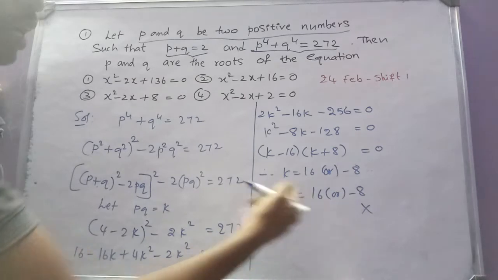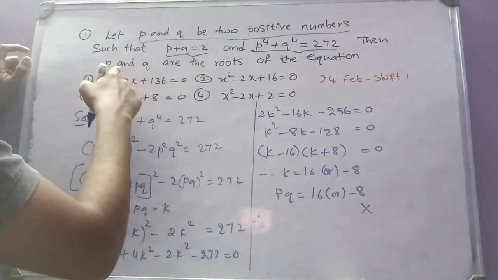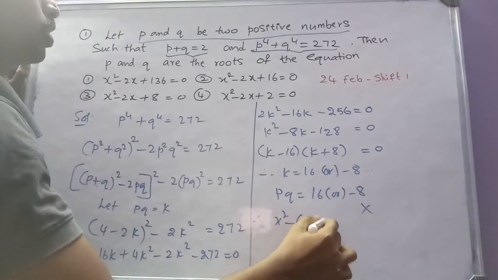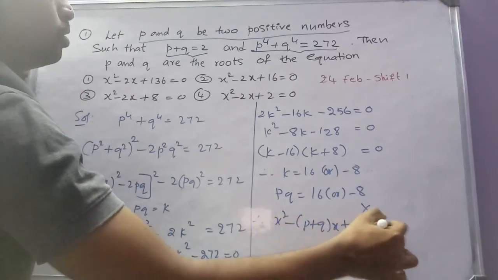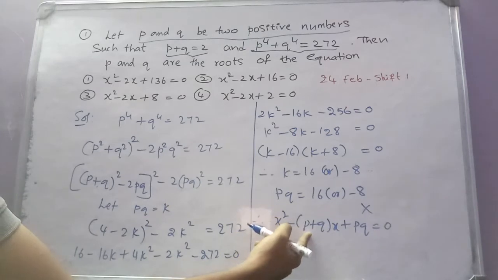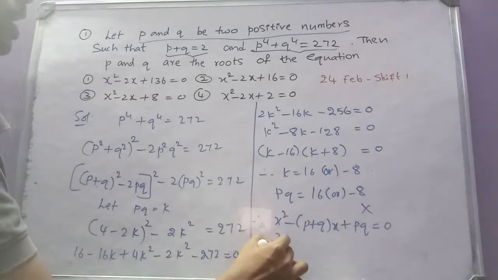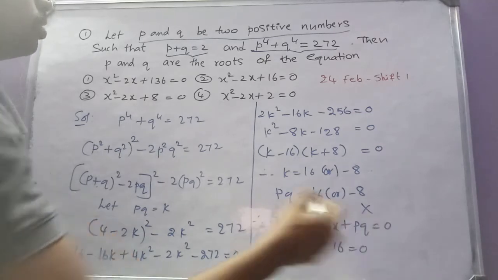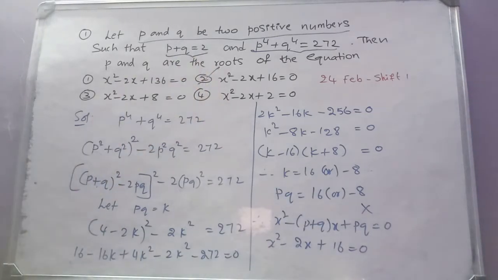So I got the PQ value, right? Therefore what is the required quadratic equation whose roots are P comma Q? X square minus P plus Q into X plus PQ equal to 0. Substitute the value of P plus Q and at the same time PQ, so you will get your answer, X square minus 2X plus 16 equal to 0. So it is the second option.